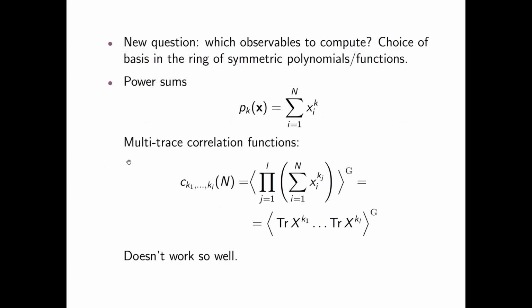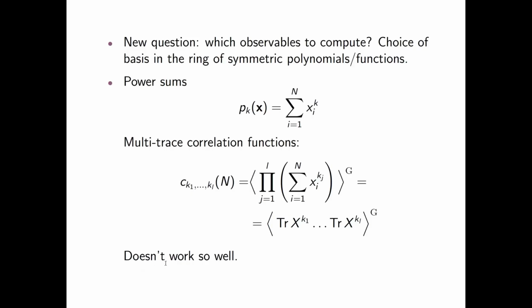So now we have an extra question: which expectation values to compute? We have x to the n, but now x to the n can be generalized in many ways. This corresponds to choosing a basis in the space of symmetric functions or symmetric polynomials. The most natural one would be the functions pk of x, the so-called power sums, and then we just compute expectation values of products of these things, which are nothing but multi-trace correlators from the matrix model point of view.